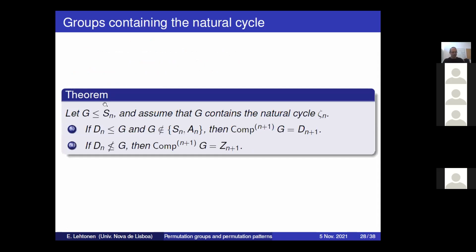For the groups containing the natural cycle, we get either the natural dihedral group or the natural cyclic group, according to whether also the natural dihedral group was already included in our given group. Of course, the full symmetric and the alternating groups are exceptions to this. They were already described. And these are Atkinson and Beals' stable families. So after this, we will remain.